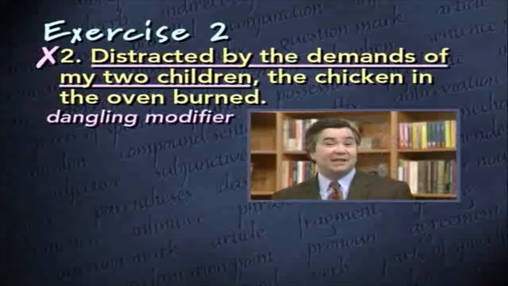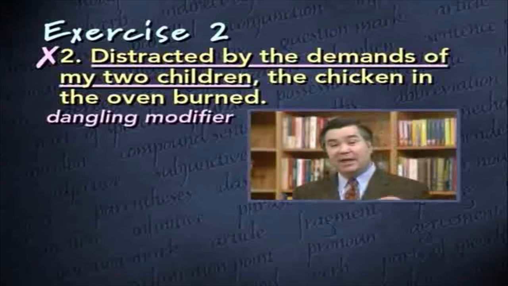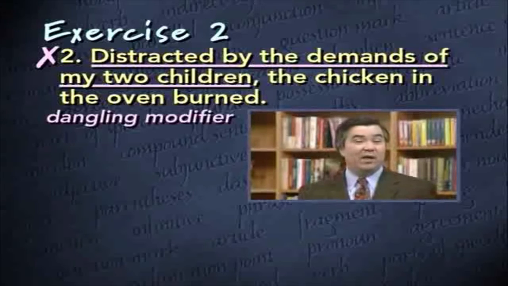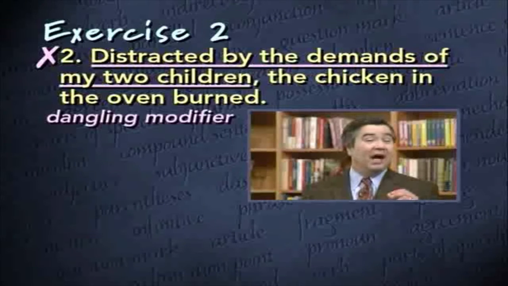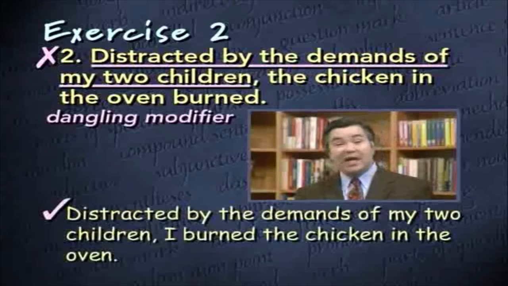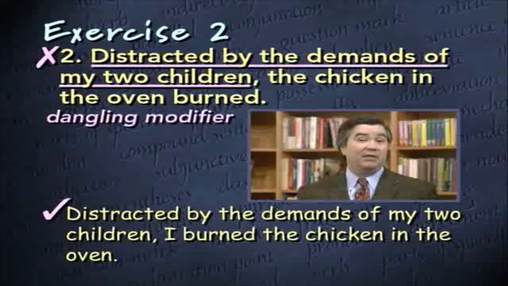So this sentence has to be significantly rewritten. And the simplest, best way to do it is probably to keep the modifying phrase where it is, but just rewrite what follows so that it begins with "I," since I am the word that's intended to be modified. So the sentence might read something like this. "Distracted by the demands of my 2 children, I burned the chicken in the oven."